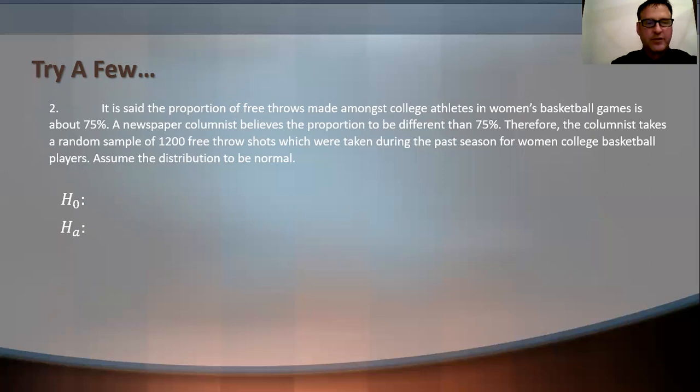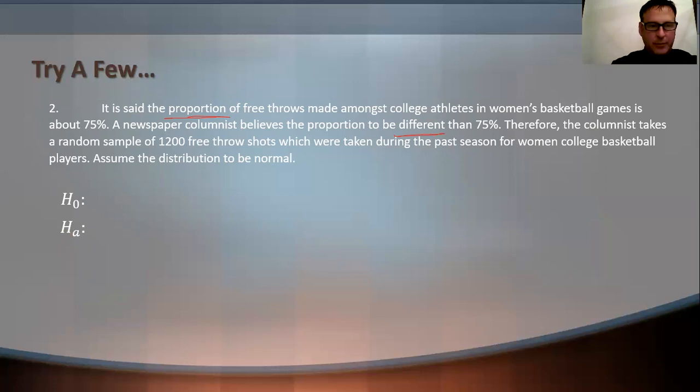All right. If you look at your null hypothesis, let's read this. It says that the proportion, well, right there, that kind of gives me a big hint. Free throws made amongst college athletes in women's basketball games is about 75%. A newspaper columnist believes it to be different than 75%. So not necessarily more than or less than. So we will identify that inequality in our alternative.